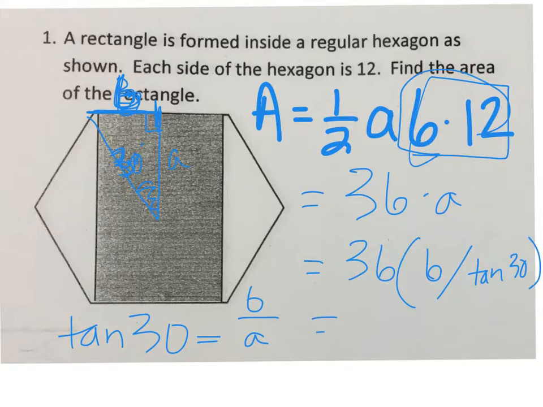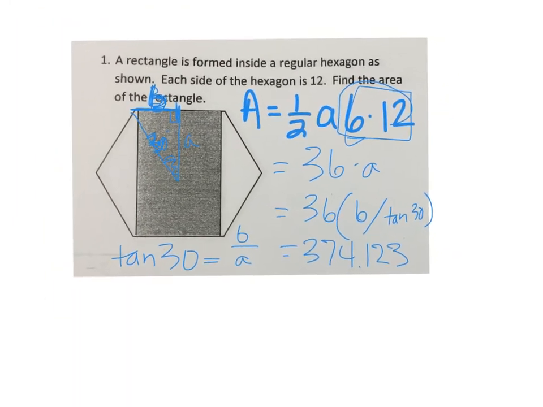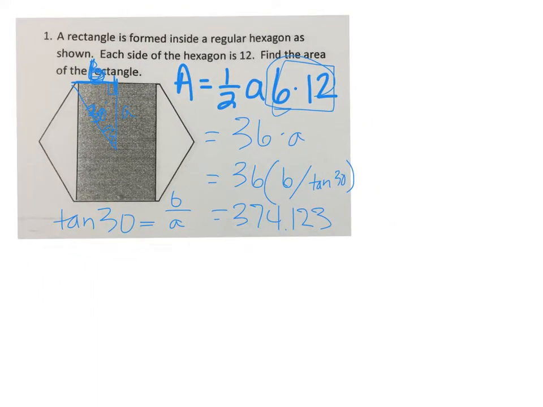Okay, so if I put that in my calculator, I get 374.123 is the area of the entire hexagon. Okay, so now I'm going to come over here and calculate the area for my triangle right here.